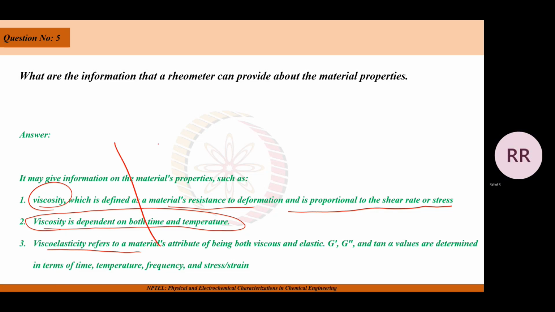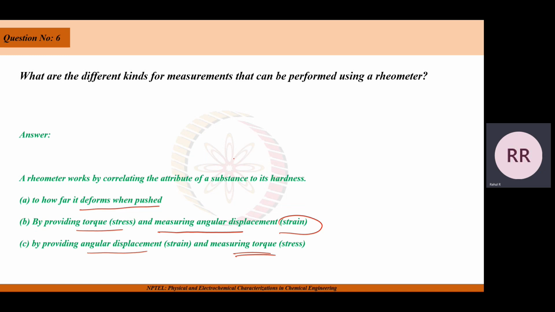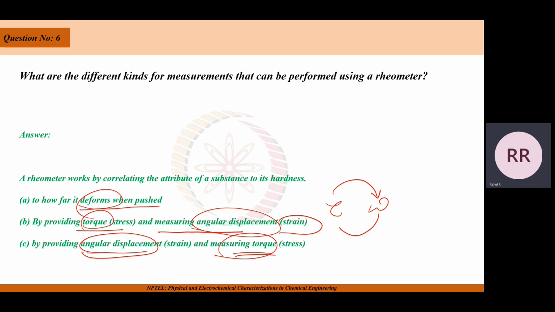The answer to this is basically the different kinds of measurements that the rheometer performs. It gives information about how far the deformation can be taken, and by providing a certain torque, we can measure the angular displacement. We can also do the reverse of this: we can provide angular displacement and then measure torque. So either we can give torque and measure angular displacement, or give an angular displacement and measure torque on the material. These are the few measurements that can be performed using a rheometer.